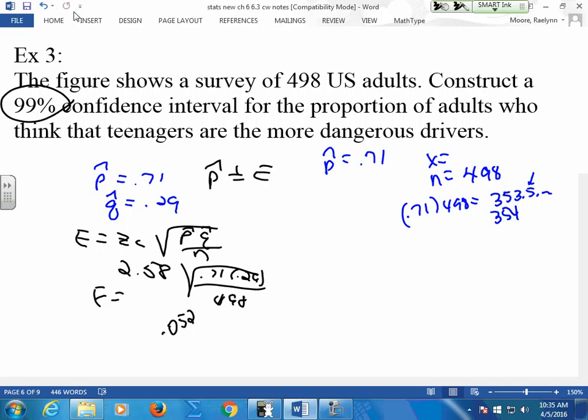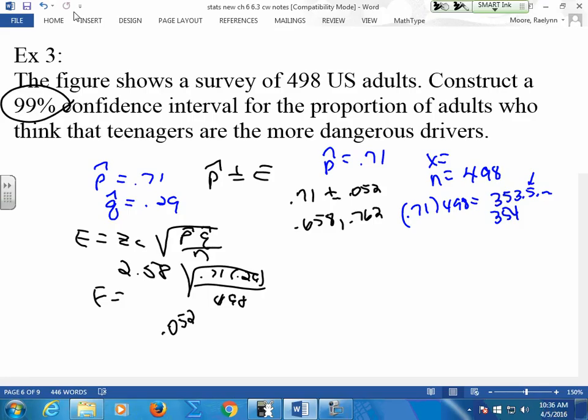Okay, so we take your p hat, which is 0.71, plus or minus 0.052. If you made it 0.05, that's fine too. And you'll get your confidence interval of 0.658 to 0.762.